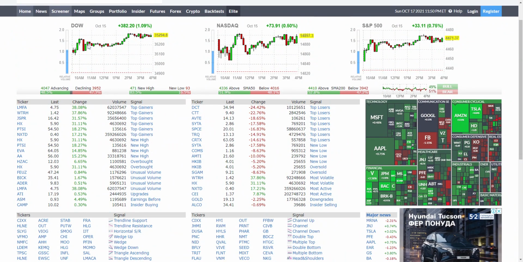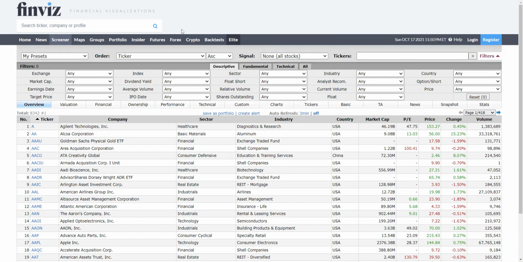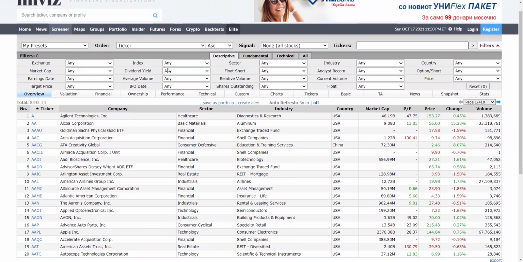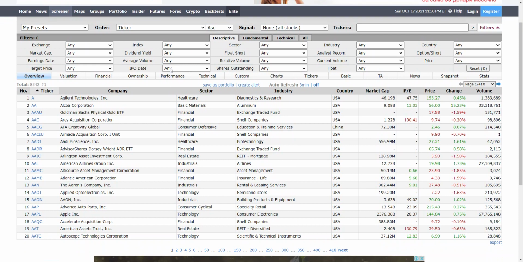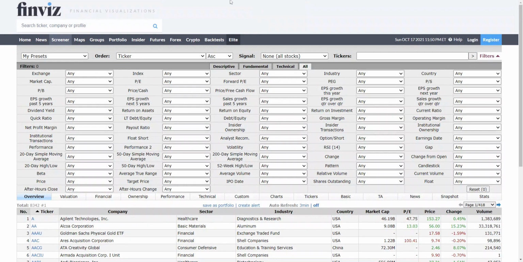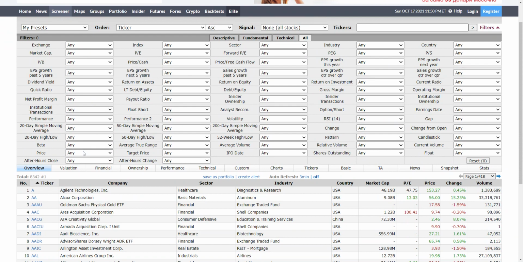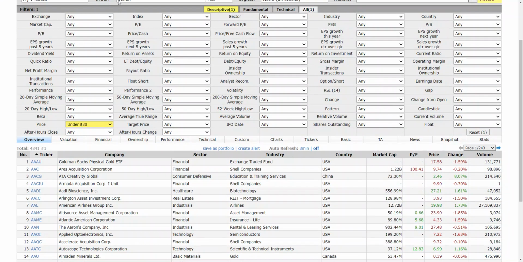Go on Finviz.com and then go ahead and click on the screener. You can simply go to finviz.com/screener.ashx. With that said, the first thing that we are going to be filling in will be the price. We are going to be looking for stocks that are under 20 bucks, under 30 bucks, excuse me. So let's just go with the under 30 bucks right here. Bam, just like that.